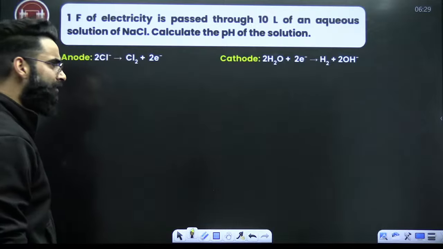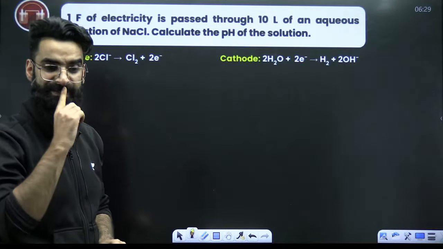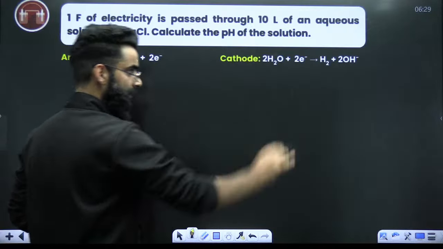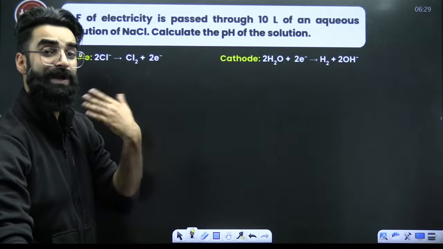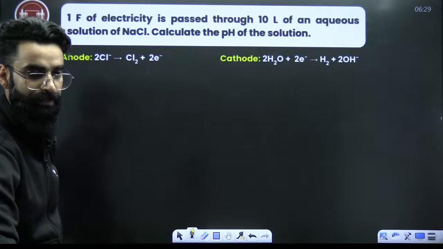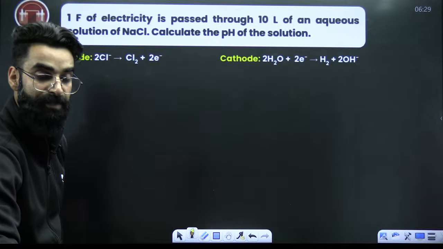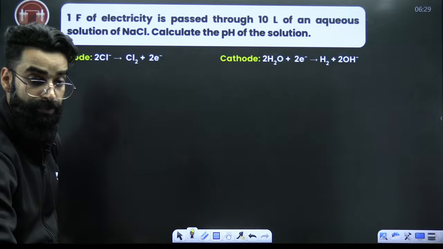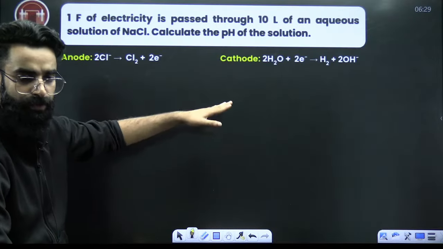My dear students, don't you remember when we do the electrolysis of aqueous NaCl? Don't you remember the reactions at anode and cathode? Now, tell me one thing. Which reaction among the two should I consider to calculate the pH of the final solution after the electrolysis is done? Is it going to be reaction at anode or cathode?